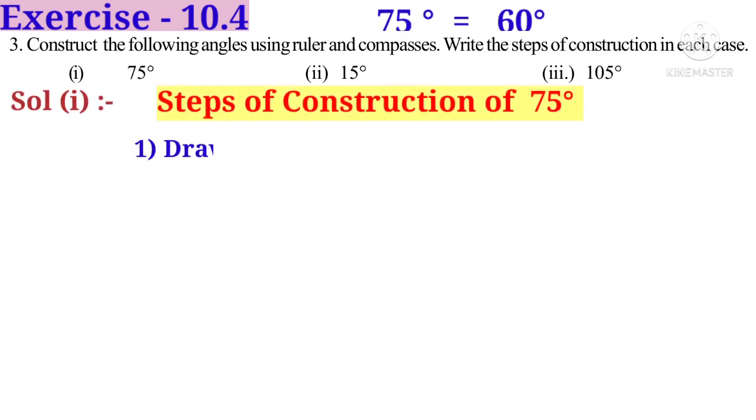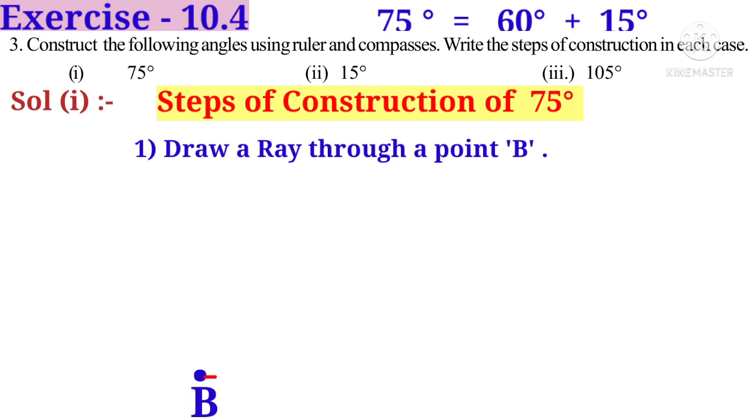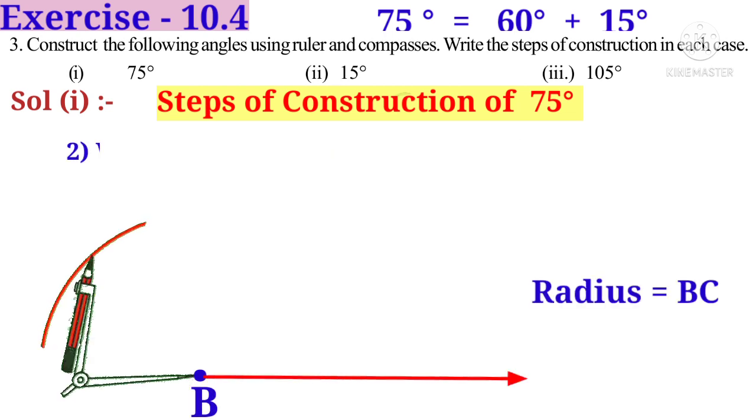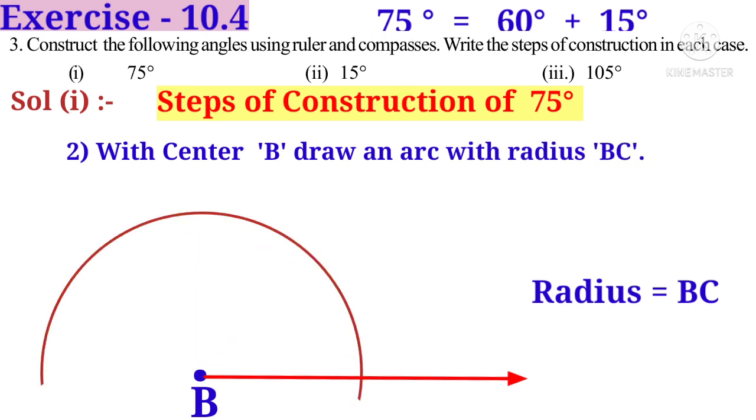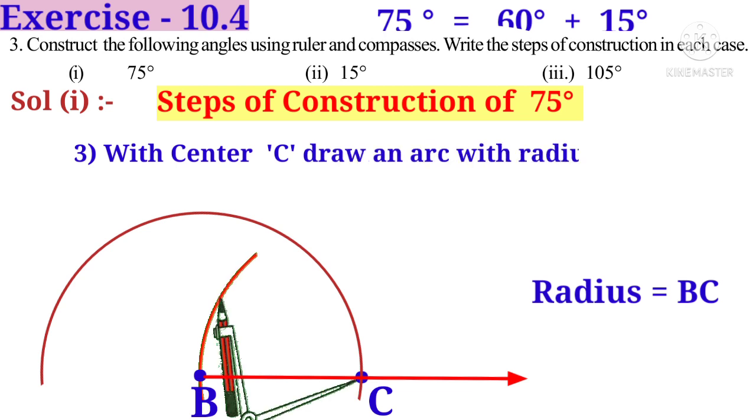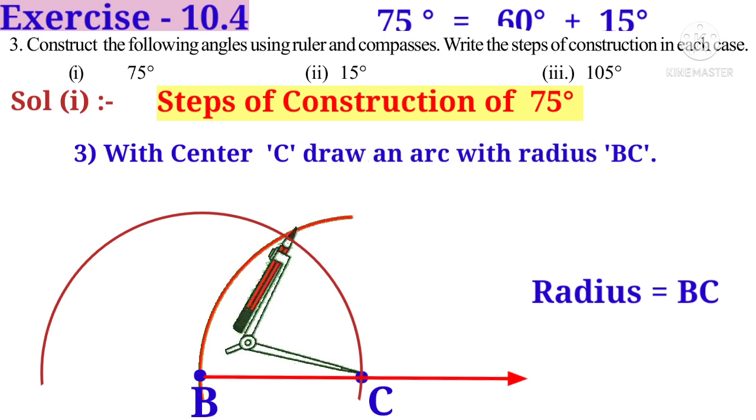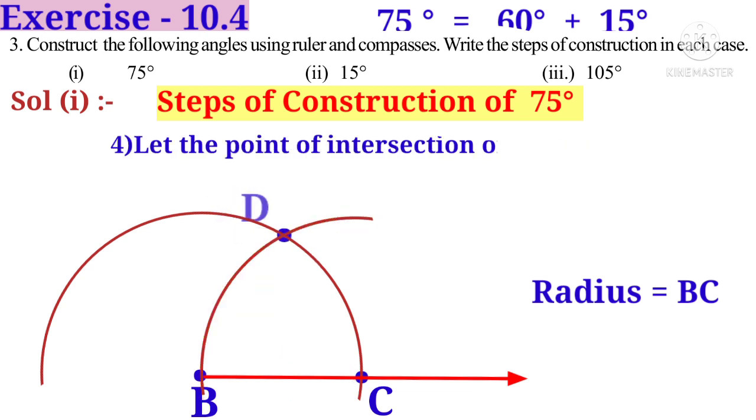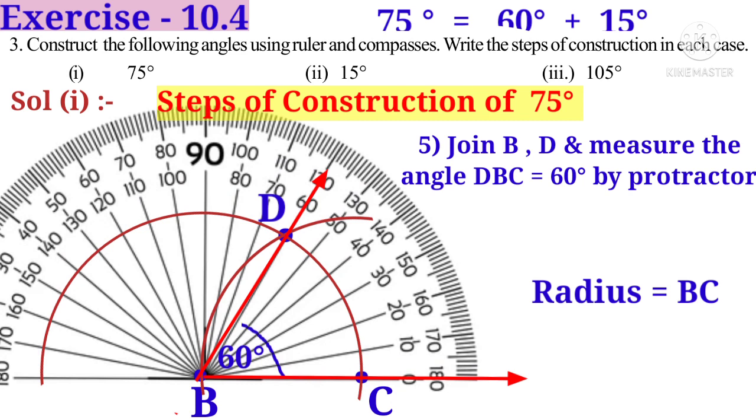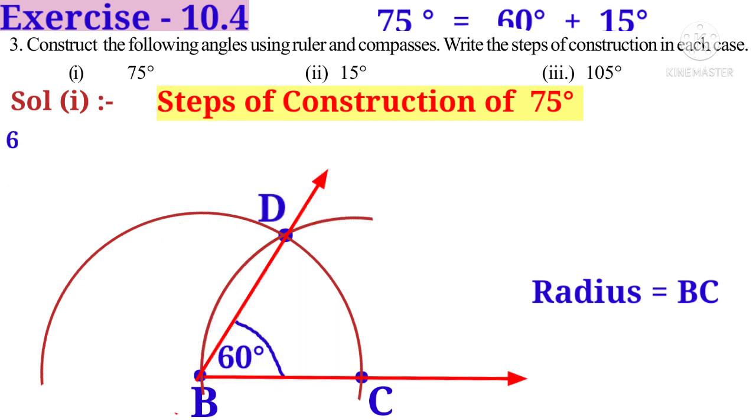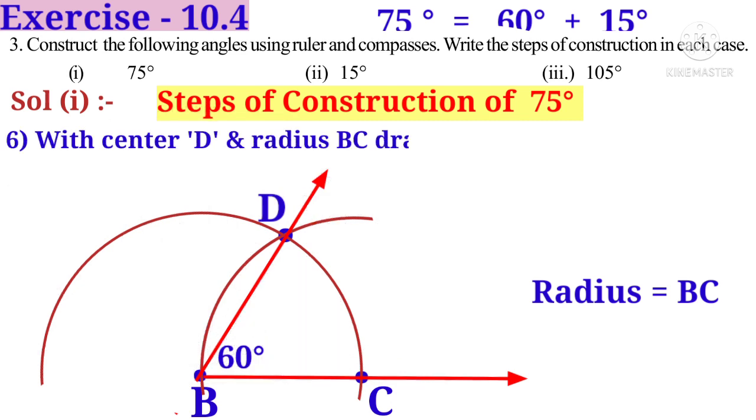Solution 1. Steps of construction of 75 degrees. Put a point B, draw a ray through it. Now with center B, with some radius, draw an arc cutting the ray at the point C. Now with center C, with the same radius, draw an arc cutting the previous arc at the point D. Now join BD with a ray. Now measure the angle. Angle DBC is 60 degrees with protractor.